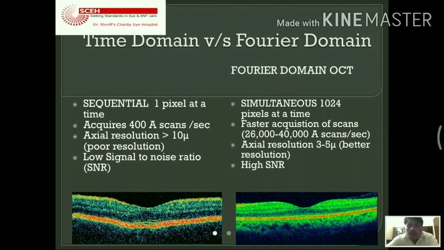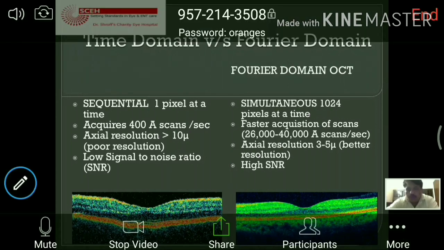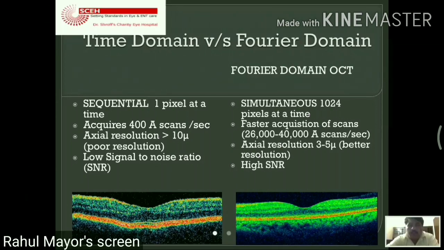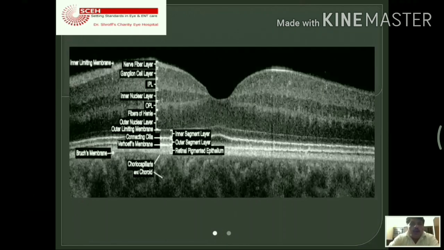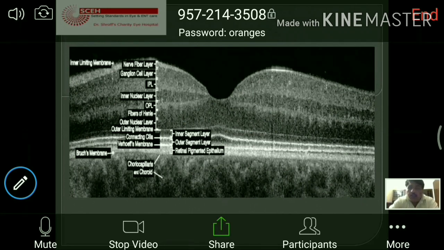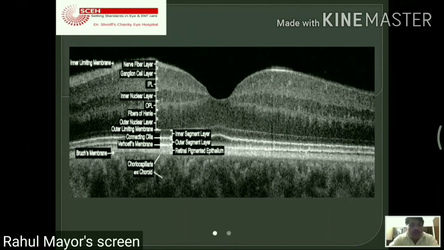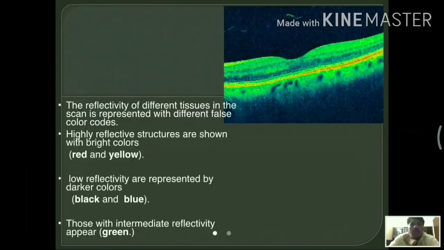The signal to noise ratio was very low initially, but now we have a very good signal to noise ratio. The axial resolution was extremely poor in the time domain series, but with the Fourier domain OCTs it has improved drastically. I need not go into the details of the structures seen on OCT. I think all of us know this, it is very basic, from inner to outer, as you can see here.